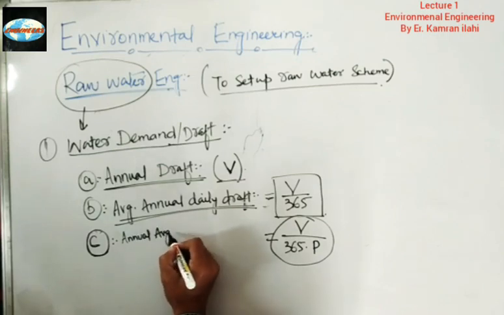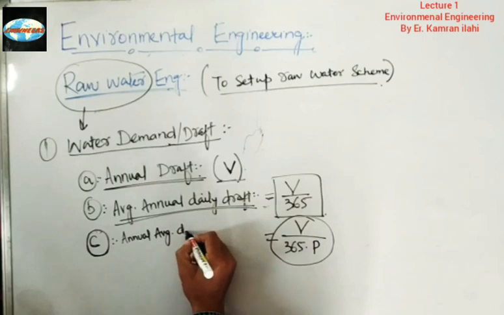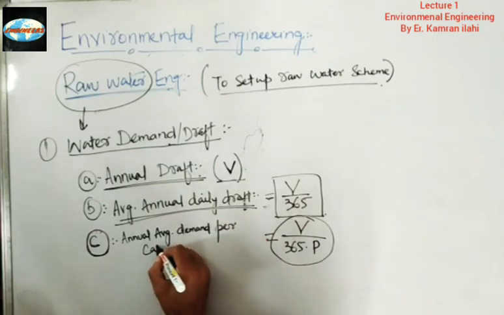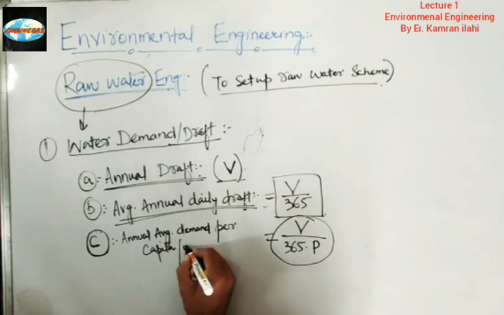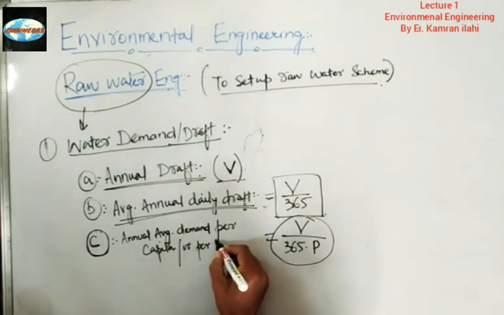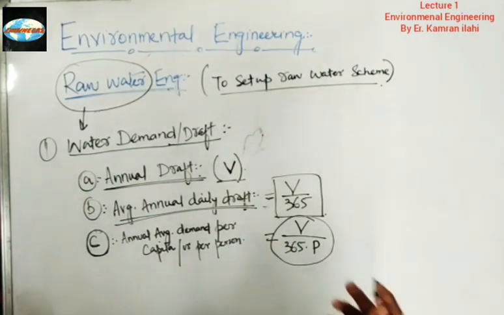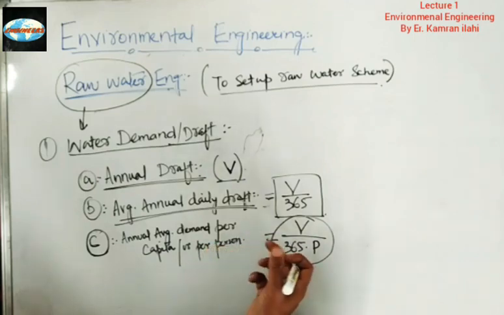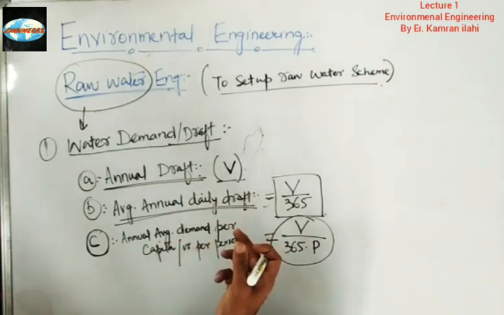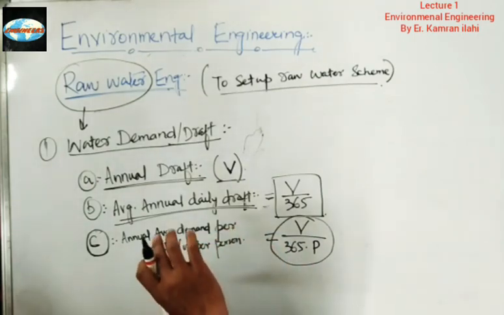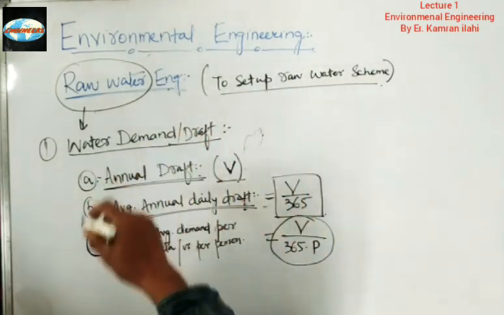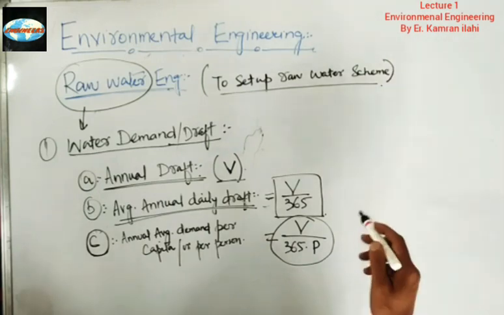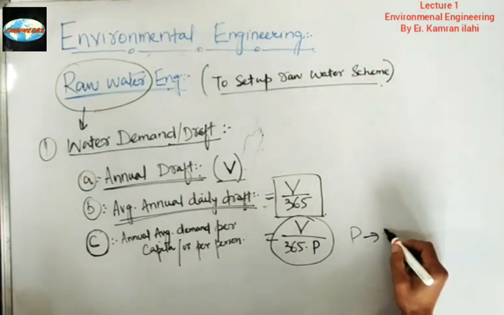So this will give me the annual average demand per capita or per person, isn't it? It's very simple. Now this will give me the annual average demand per capita or per person, annual average demand per person. Okay, so these are the terms that we actually use in water demand. Now this P is the population, as I said.